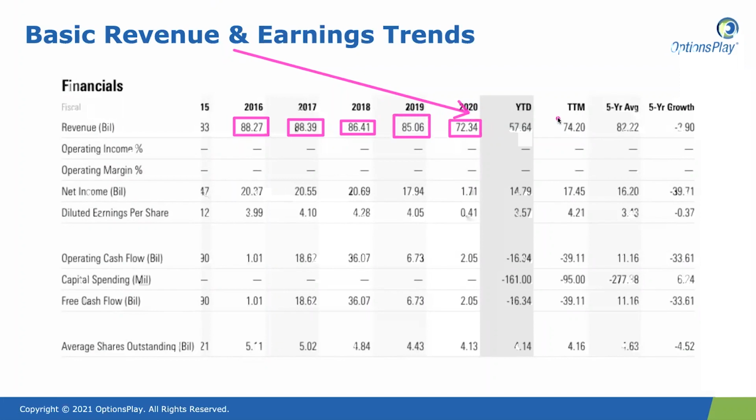But as you can see here, in the last trailing 12 months, it's now made 74. So we're starting to see the revenue numbers start to trend in perhaps a different direction. So that's the first start of understanding where the company is trending from a basic financial perspective. How much money are they making from a revenue perspective versus how much money are they making from an earnings perspective.